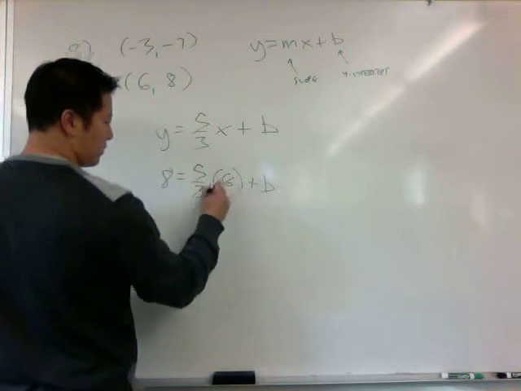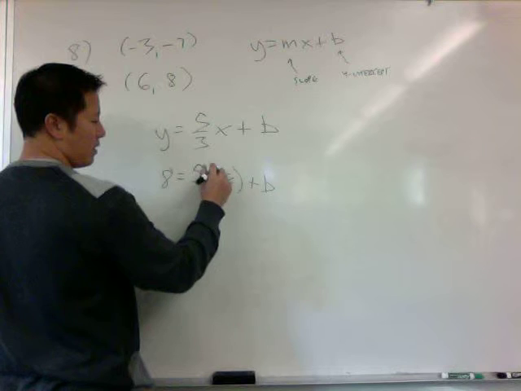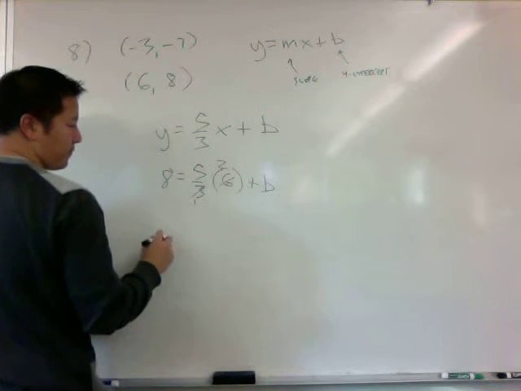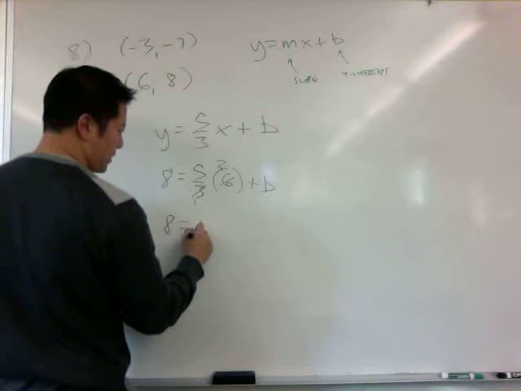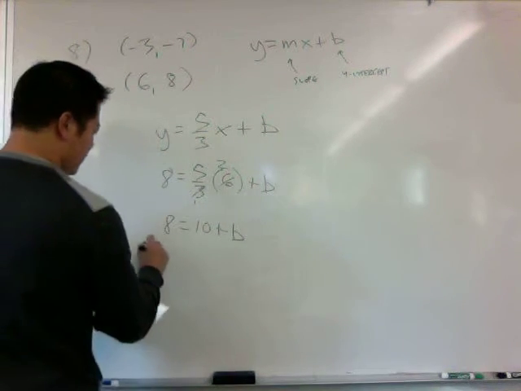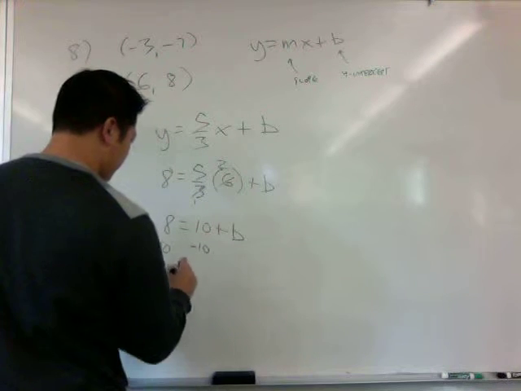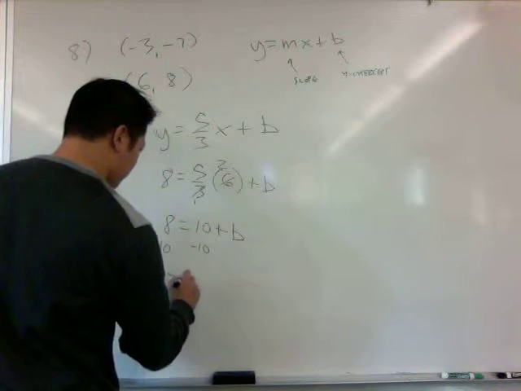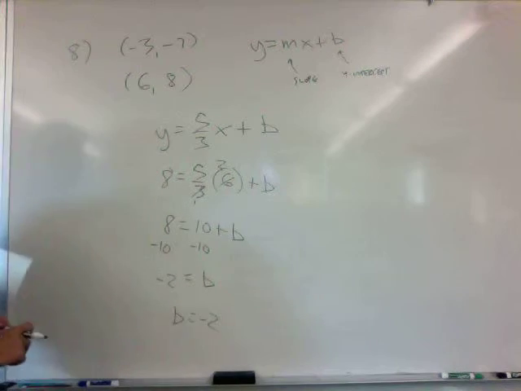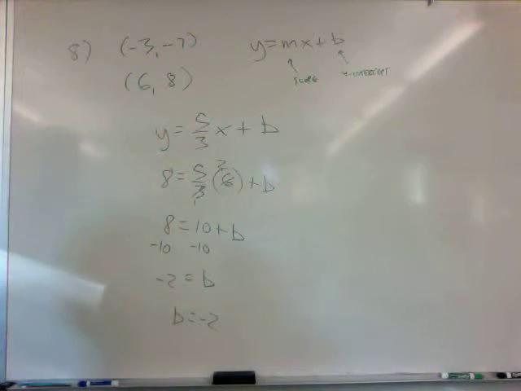Well, this cancels. There's 2 3's and 6, there's 1 3 and 3. So now I'm left with 8 equals 10 plus b. I'll subtract 10 from both sides. I get a -2 equals b, or b equals a -2. So now we found our y-intercept.